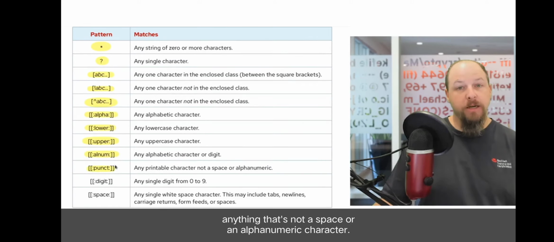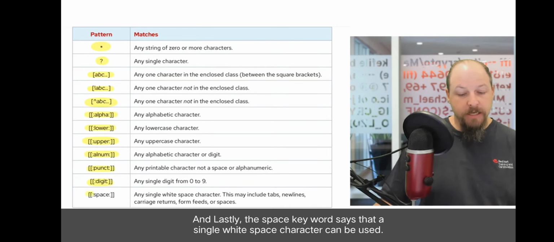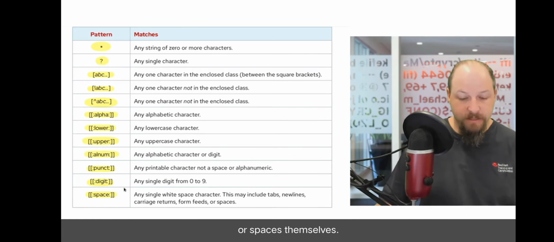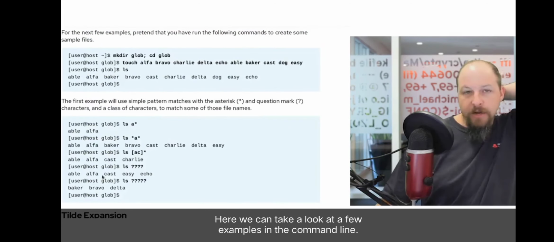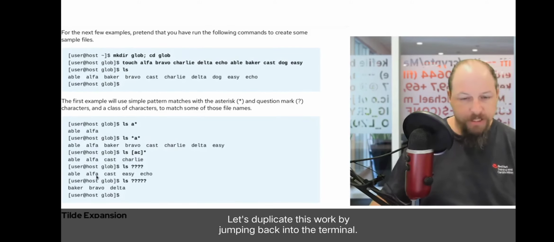PUNCT or punct says that the printable character can be anything that's not a space or an alphanumeric character. Digit comprises the numbers 0 through 9. And lastly, the space keyword says that a single white space character can be used. This means that it could be a tab, a new line character, form feeds, or spaces themselves. Here we can take a look at a few examples in the command line.